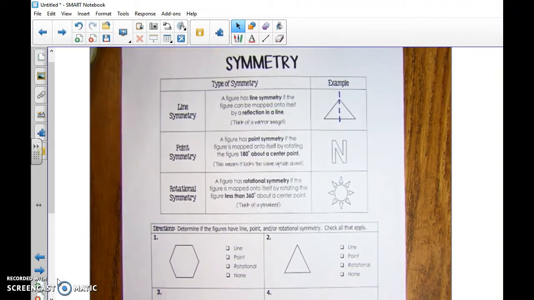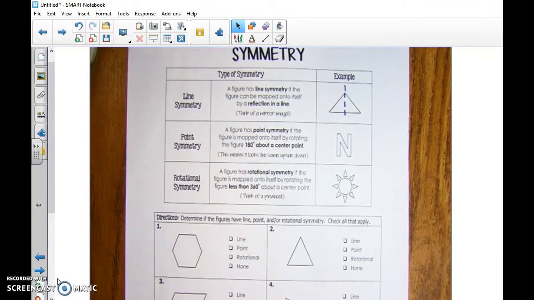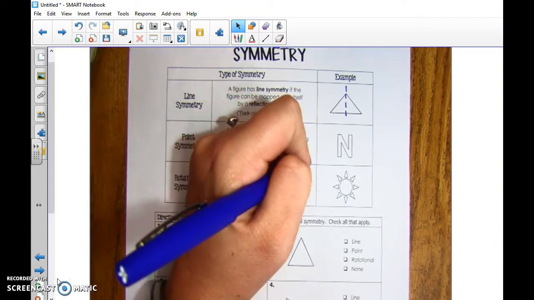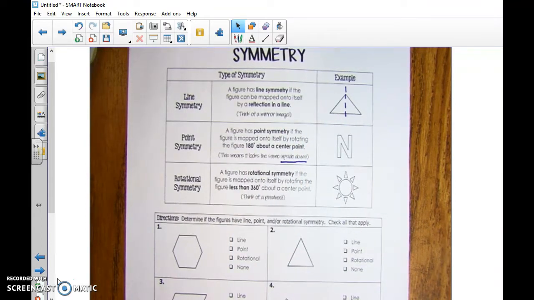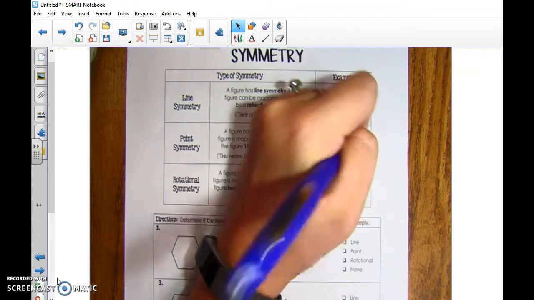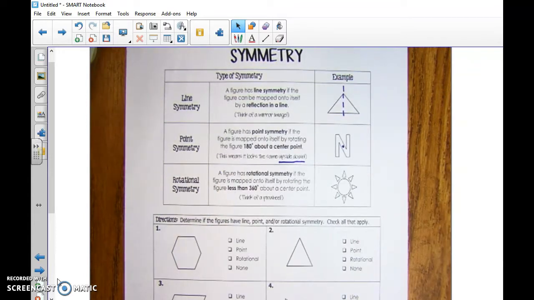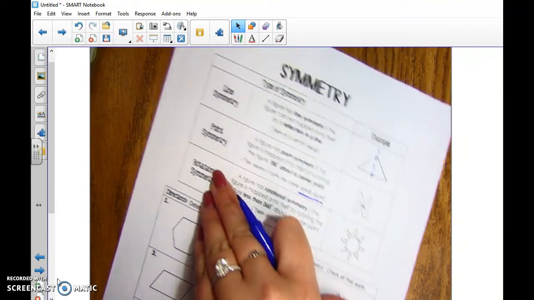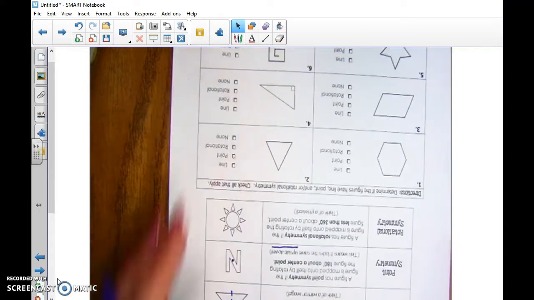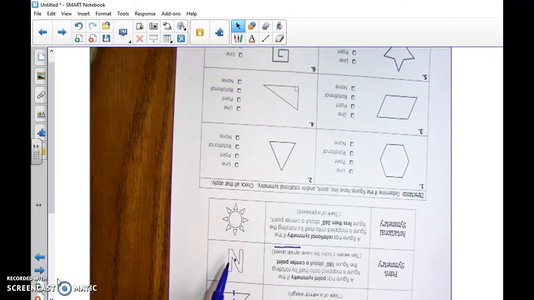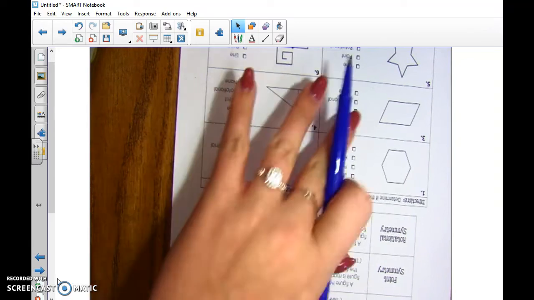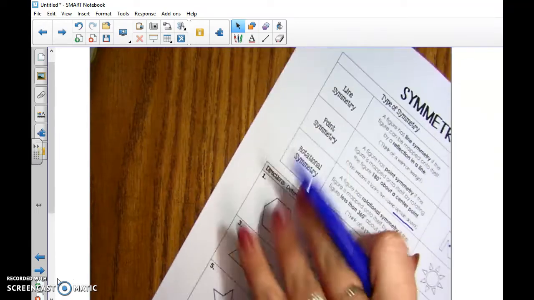Okay, so then we have point symmetry. So a figure has point symmetry if the figure is mapped onto itself by rotating the figure 180 degrees about a center point. So that means it's going to look the same when it's upside down. Okay, so what we can do is we can just make a little point in the middle, and we can see that if we turned our paper, so I'm turning it 180 degrees, and you can see that I still have an N right here. Okay? So then we'll turn it back.